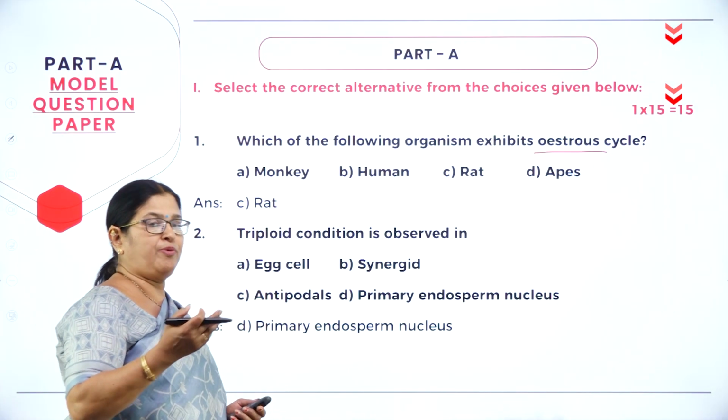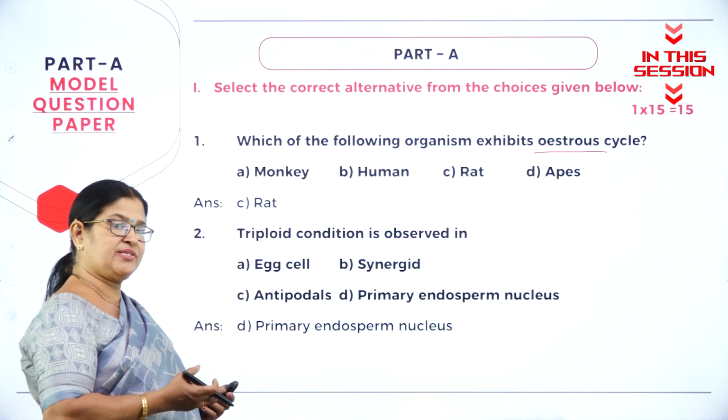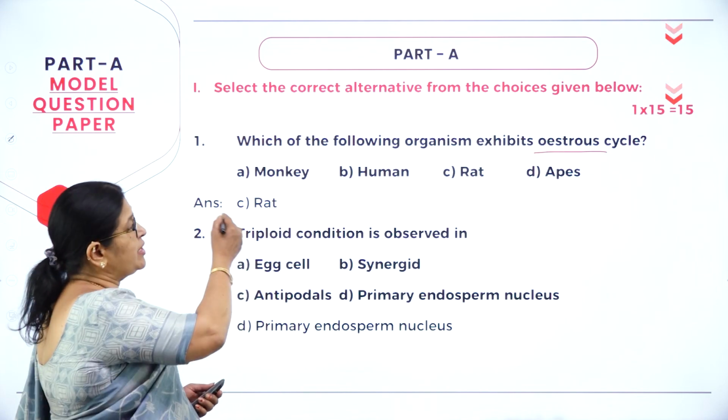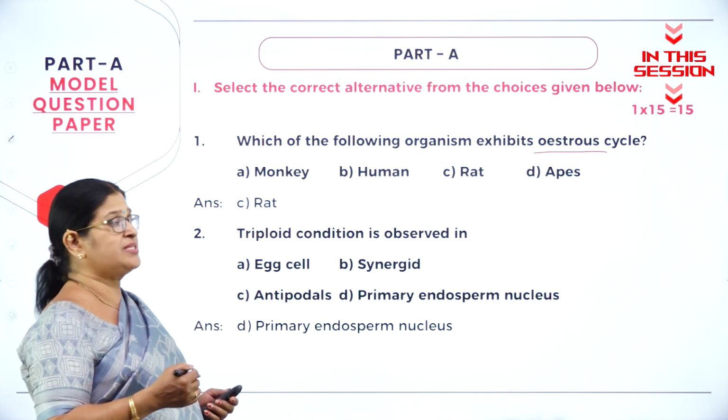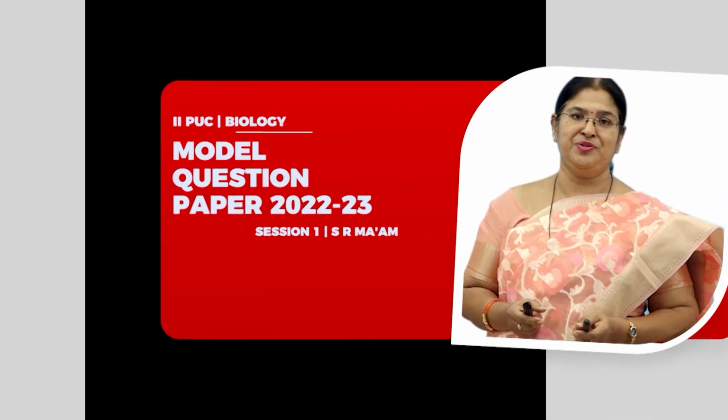There are two groups of animals which exhibit either menstrual cycle or estrous cycle. So among the four options, you have to identify an organism which exhibits estrous cycle.